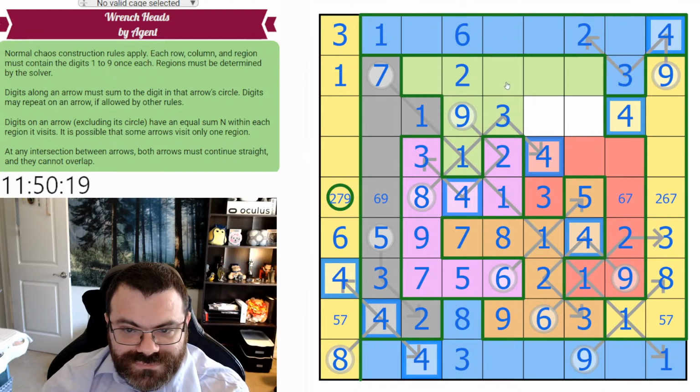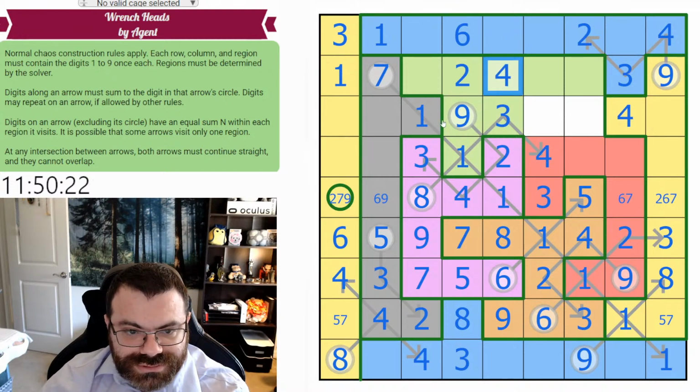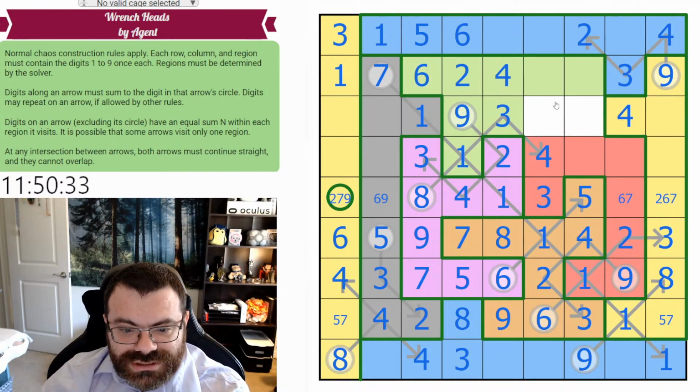Okay, so this column needs a 4, and it can only go here. This column has 2 left. We have 1, 2, 3, 4. We need 5 and 6, so that goes this way. This column needs a 5 and a 7. This row needs 8 and 9. This row needs 5 and 8.